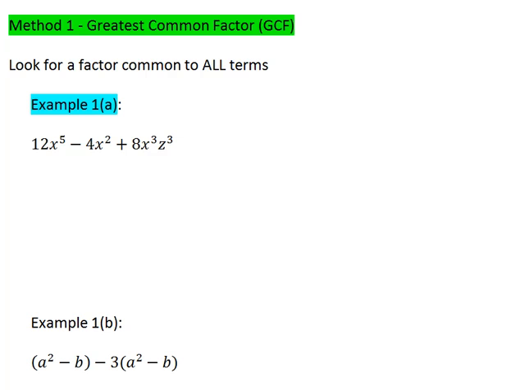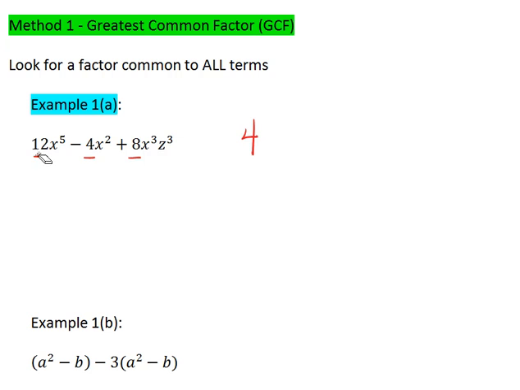For the greatest common factor method, we want to look at every term and find the factor that appears in every term. The easiest way to go about this is to look at the coefficients in the terms first. So we look at our 3 terms in this first example. We have coefficients of 12, -4, and 8. The greatest common factor to all 3 terms is 4, since 4 goes into 12, 4 goes into 4, and 4 goes into 8.